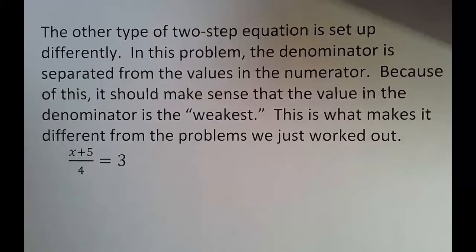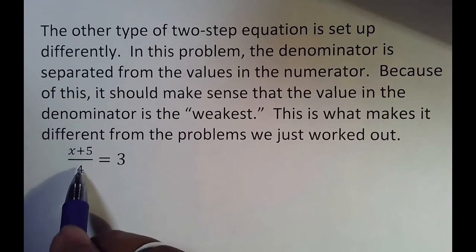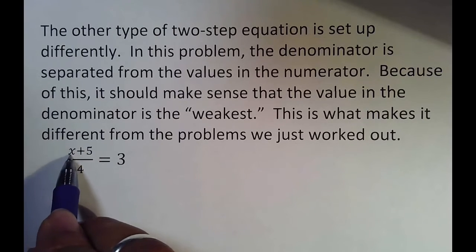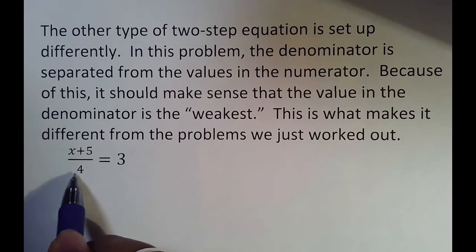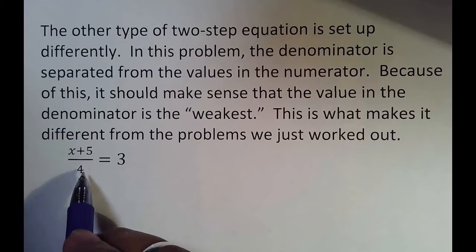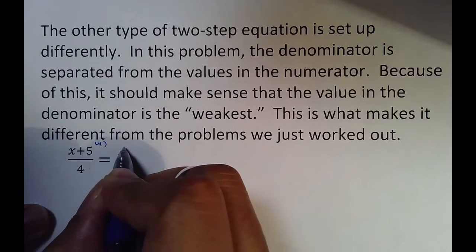The other two-step equation is set up differently. In this one, the denominator is actually separated from everything in the numerator, and because of this, it should make sense that that denominator has to have the weakest attachment, because as I said earlier, if these are 3 people and you're wondering who the best friends are, these two obviously are the best friends because they are together, whereas this person over here is separated from everybody and on their own. So since we have to move the weaker one, this is going to be the weaker one, and since it's divided by 4, you want to multiply by 4.